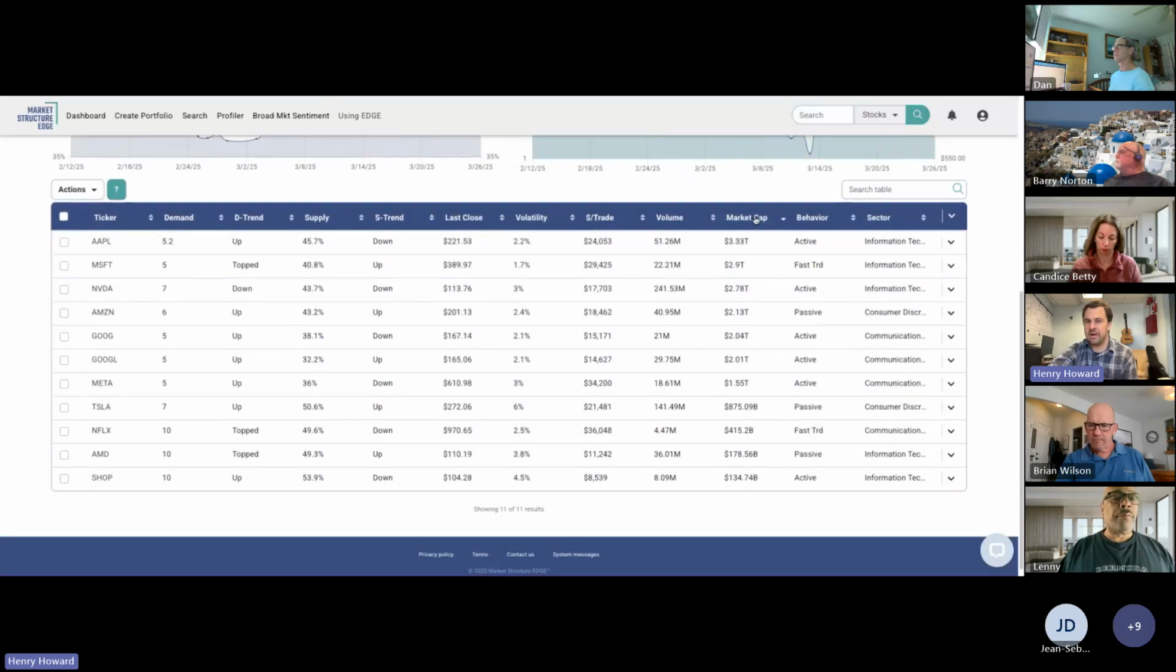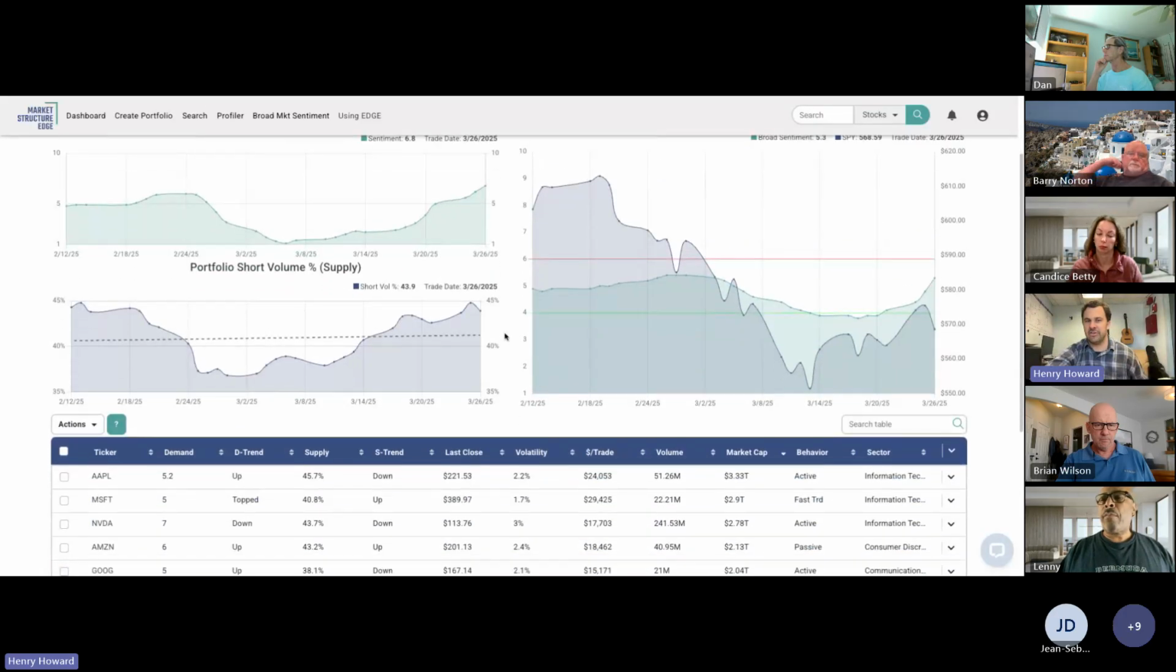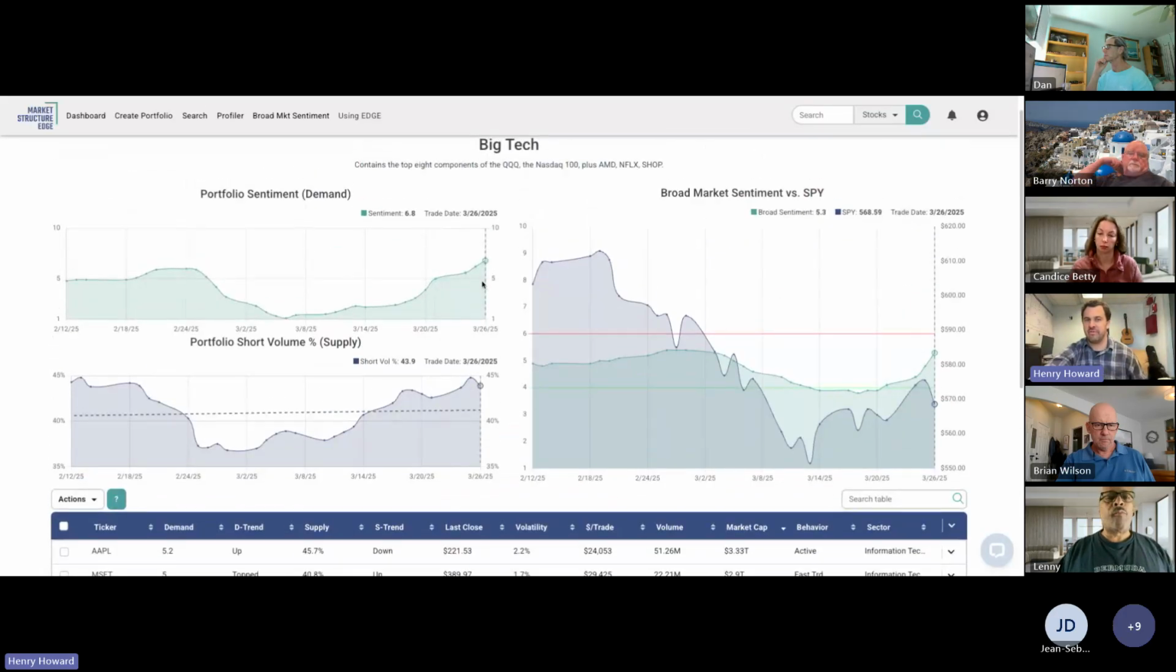I'm going to go in here and sort by market cap, because what I want to see is, out of the 8 of the biggest names, are those moving together? Are they moving sort of contradictory to each other? Are they moving upward together? Are they moving downward? And the other thing I'm going to mention is overall, where are they in relation to our sort of central metric of 5?